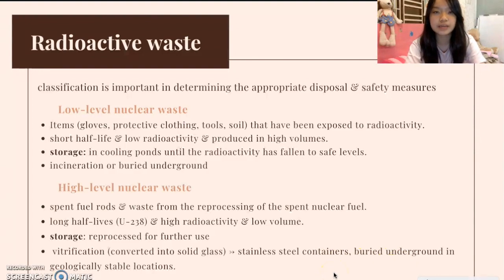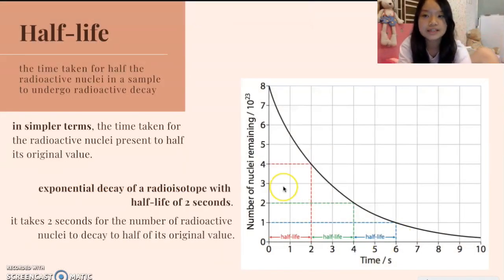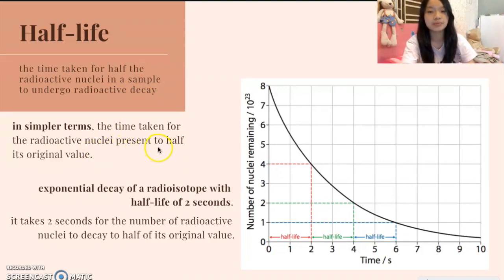The last topic to be covered today is half-life, which is the time taken for half of the radioactive nuclei in a sample to undergo radioactive decay. Or in other words, it is the time taken for the number of radioactive nuclei present in the sample to fall to half of its original value. Here on the right, we have a graph illustrating the exponential decay of a radioisotope with a half-life of 2 seconds, meaning that it takes 2 seconds for the number of radioactive nuclei to decay to half of its original value.